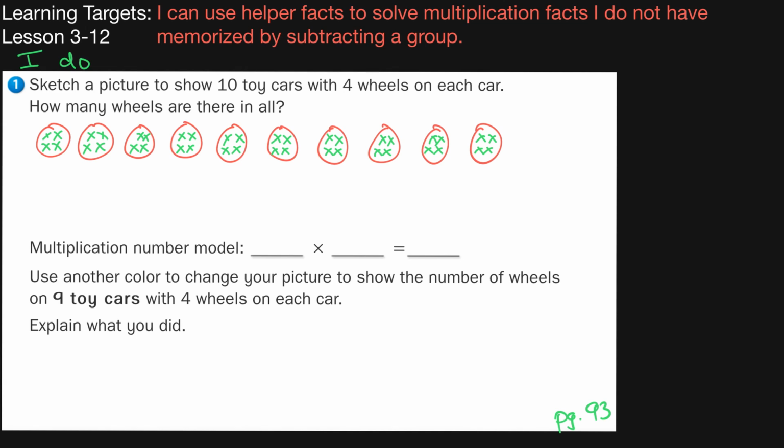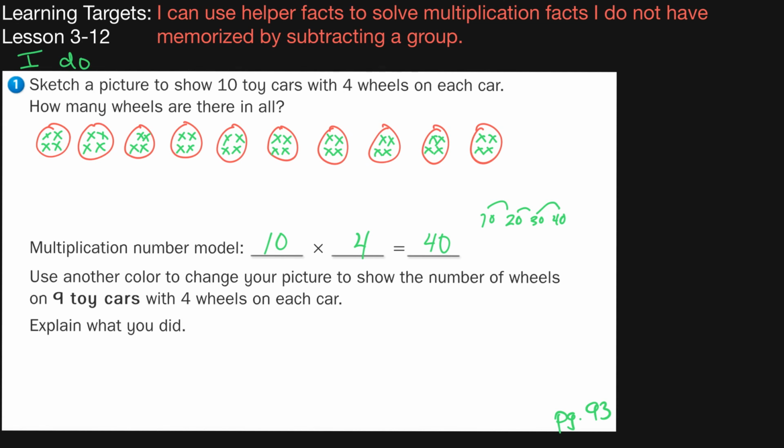This multiplication number model would be 10 cars times 4 wheels per each car. I can count by tens, and I could do 10, 20, 30, 40, just kind of showing how I'm going to count by 10. So 10 times 4 is 40.